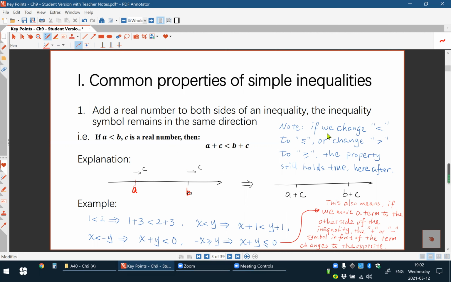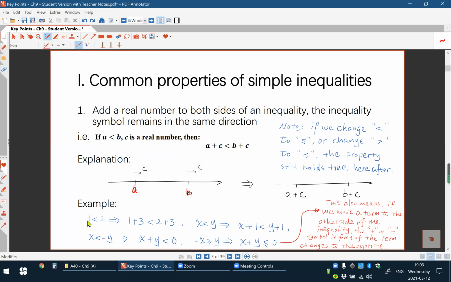Okay, note that if we change the strictly smaller than symbol to smaller than or equal to symbol, or change the strictly greater than to greater than or equal, the property still holds true, okay? So that means if I add an equality sign here and here, this property still holds true, okay? Okay, and then let's see some examples.